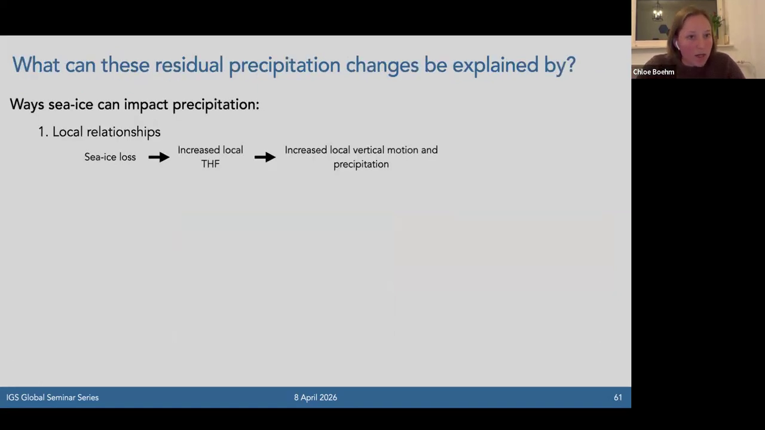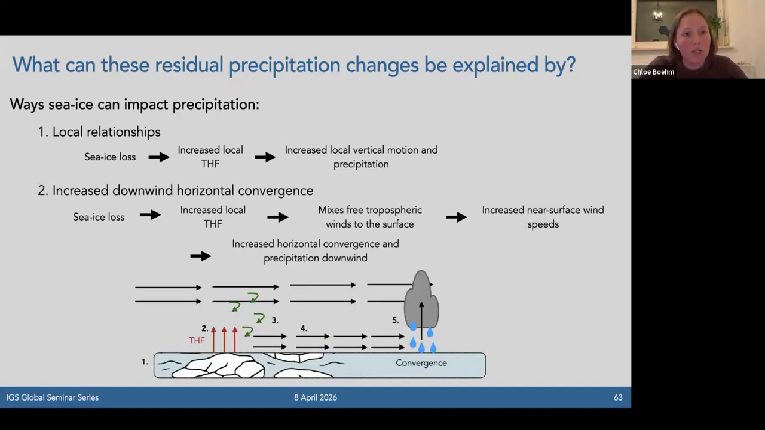And so what could this be explained by? We talked about these local relationships where you can have sea ice loss, which increases local turbulent heat flux and increases local vertical motion and precipitation. Sea ice loss can also increase downwind horizontal convergence by mixing free tropospheric winds down to the surface. That's what this little diagram below shows: given sea ice loss, you have that increase in turbulent heat flux, which mixes those faster free tropospheric winds down to the surface, which then would increase near surface wind speeds and could result in increased horizontal convergence and precipitation downwind.